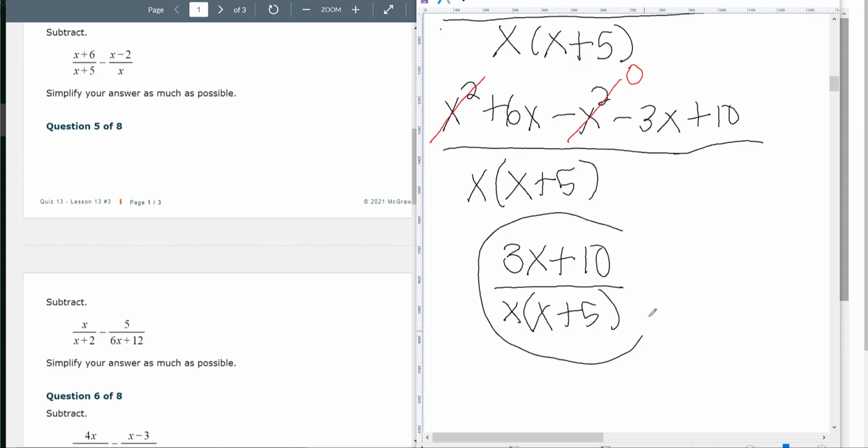Now this is my final answer because the 3x and the 10 are terms. They're not factors, so I can't reduce terms without reducing the whole thing. So if there was a 3x plus 10 in the denominator, I could reduce the 3x plus 10. Otherwise, it has to stay like that. So that's my final answer for number 4.